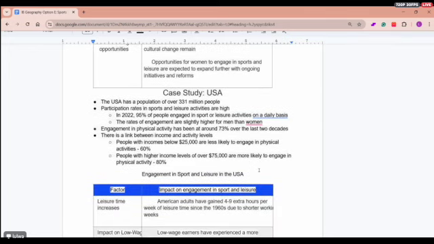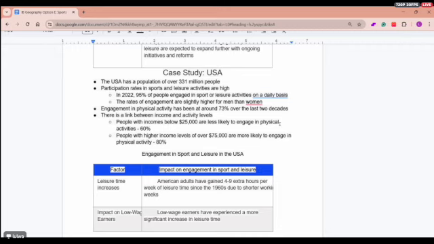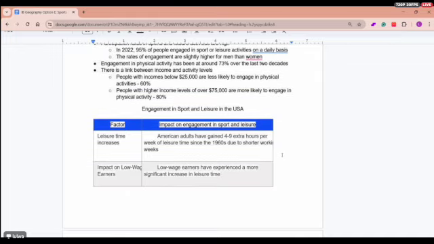And then a contrasting case study here is the United States. The engagement in physical activity has been around 73% over the last 2 decades, so it's really high. And there's a link between income and activity levels. In the US, people with low income are less likely to engage in physical activity. However, people with higher income levels are more likely to engage in physical activity.